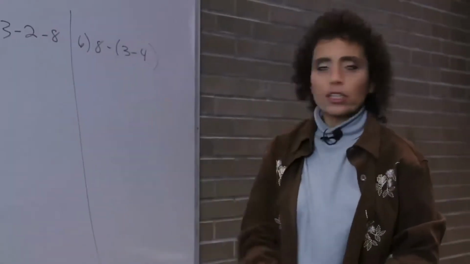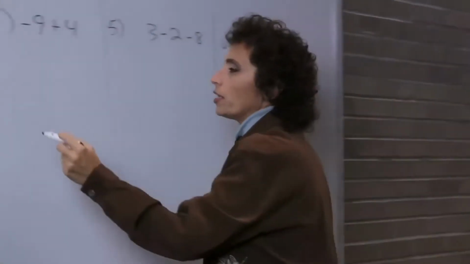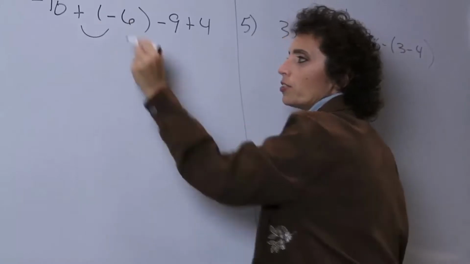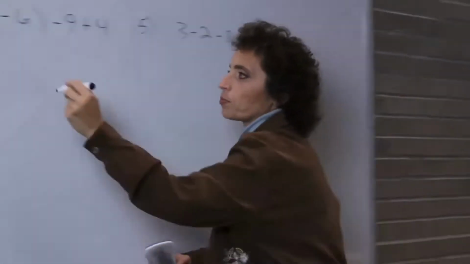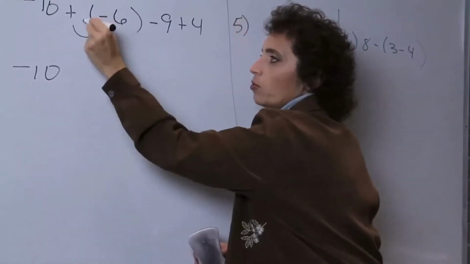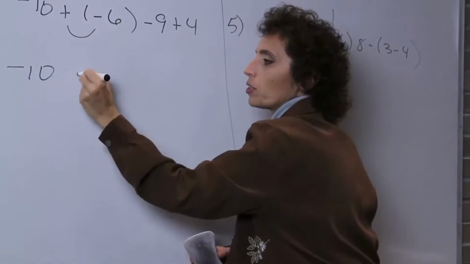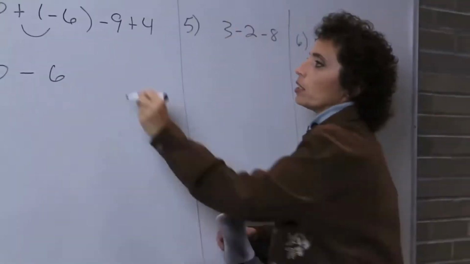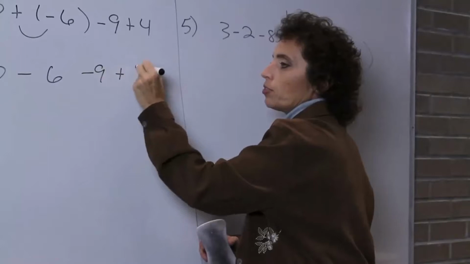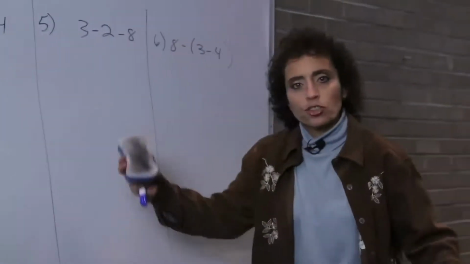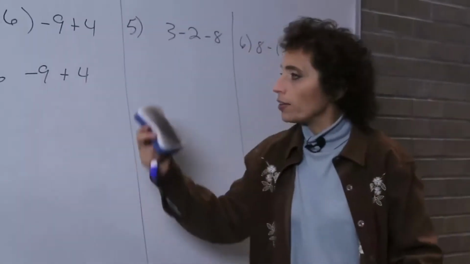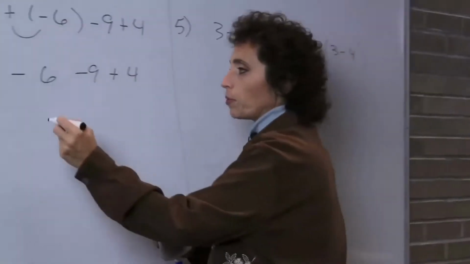All right, let's take a look at this one, number 4. See if there's any double signs. Right here, double sign. So we're multiplying here, right here. The signs are different, so it's a negative 6 minus 9 plus 4. So now let's just go left to right. Addition and subtraction left to right, order of operations.